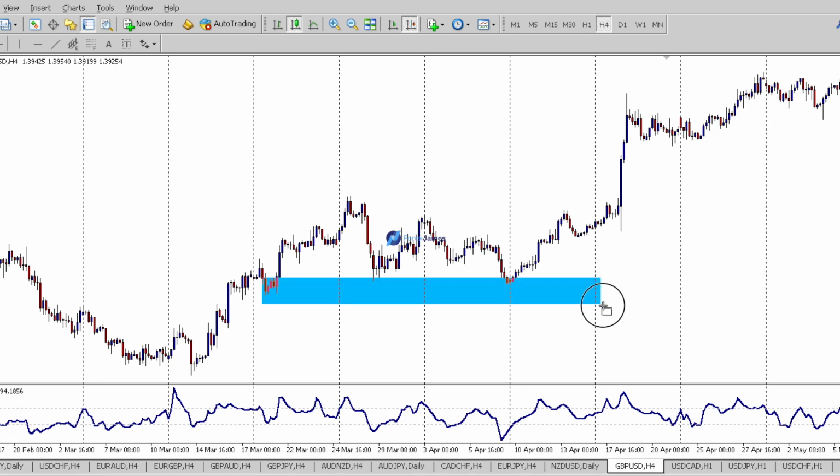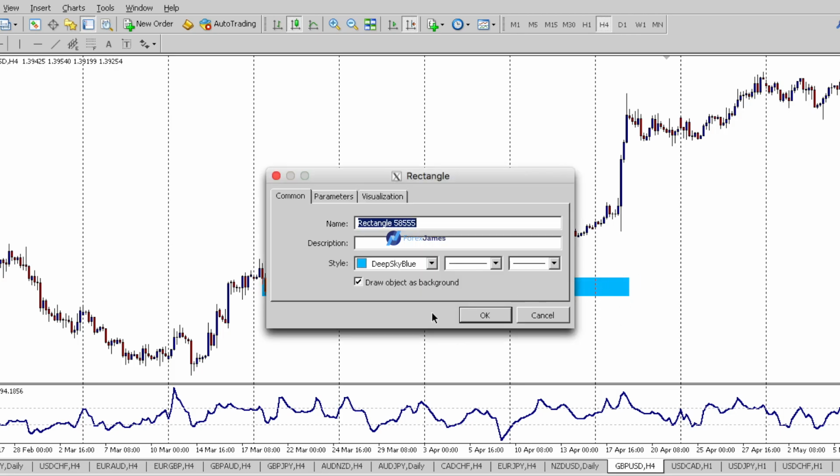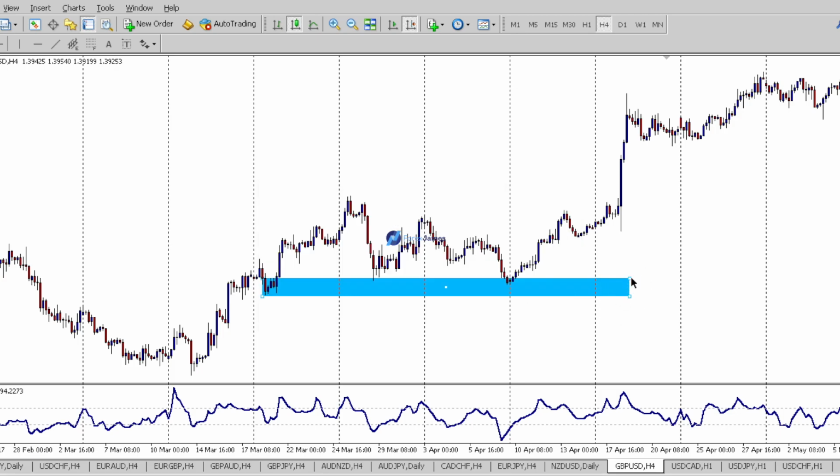This is what I call a PRZ, which stands for a potential reversal zone. This area here, if we look further, is basically an area where there is a strong demand. In other words, there are more buyers than sellers. More people are willing to buy in this area than what the sellers are willing to sell.